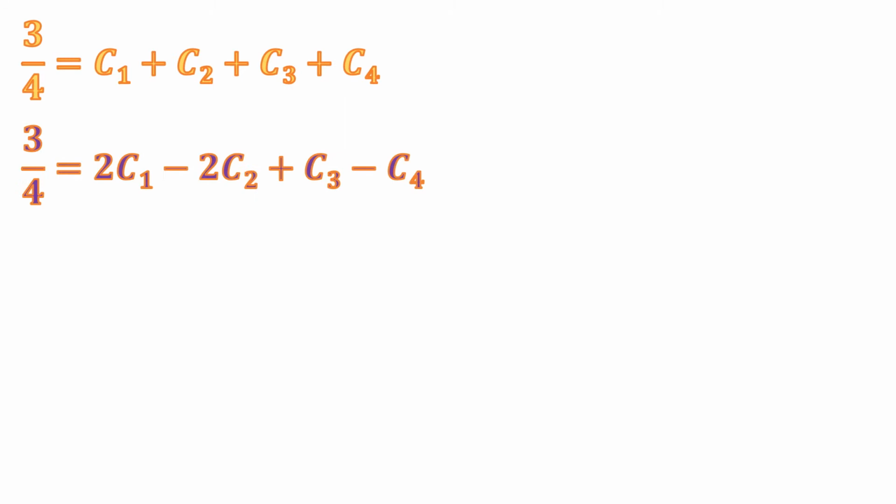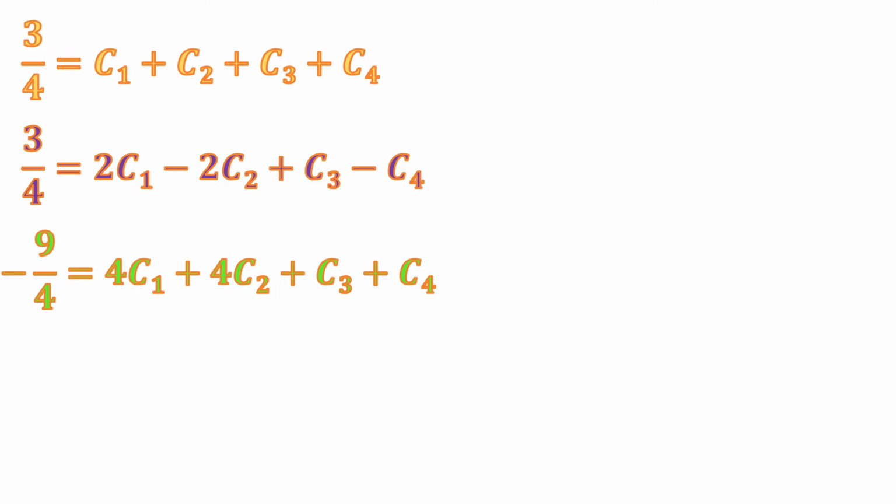So let us collect all the equations that we have come up with. We have 3 fourths equals c1 plus c2 plus c3 plus c4. 3 fourths equals 2c1 minus 2c2 plus c3 minus c4. We have negative 9 fourths equals 4c1 plus 4c2 plus c3 plus c4. And we have 27 fourths equals 8c1 minus 8c2 plus c3 minus c4. So those are the equations that we needed. And we're going to use simultaneous equations. So we're going to use the elimination method to find the values of c1 up to c4.